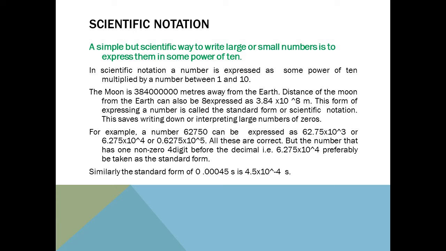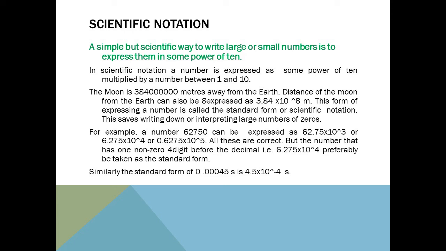The moon is 384,000,000 meters away from Earth. The distance of the moon from Earth can also be expressed as 3.84 into 10 raised to power 8 meters. This form of expressing a number is called the standard form or scientific notation.